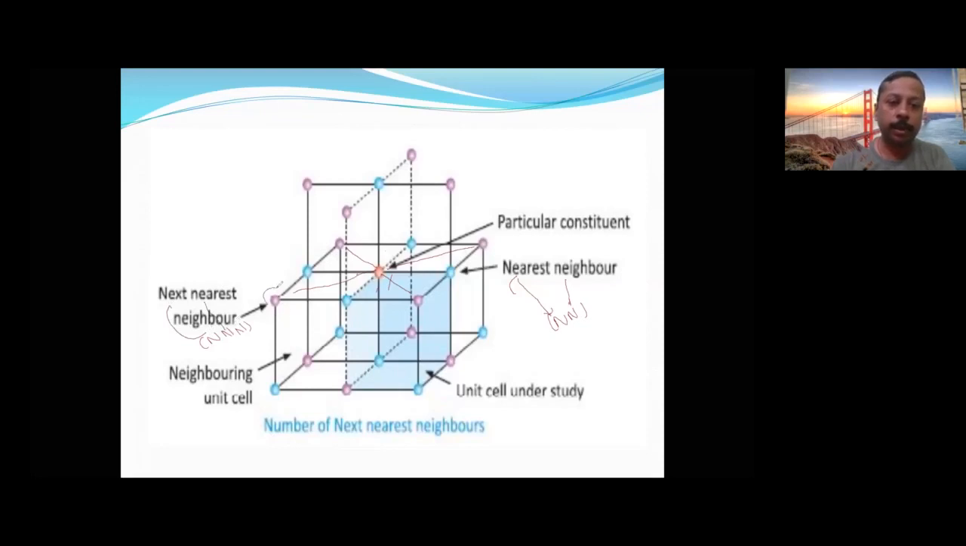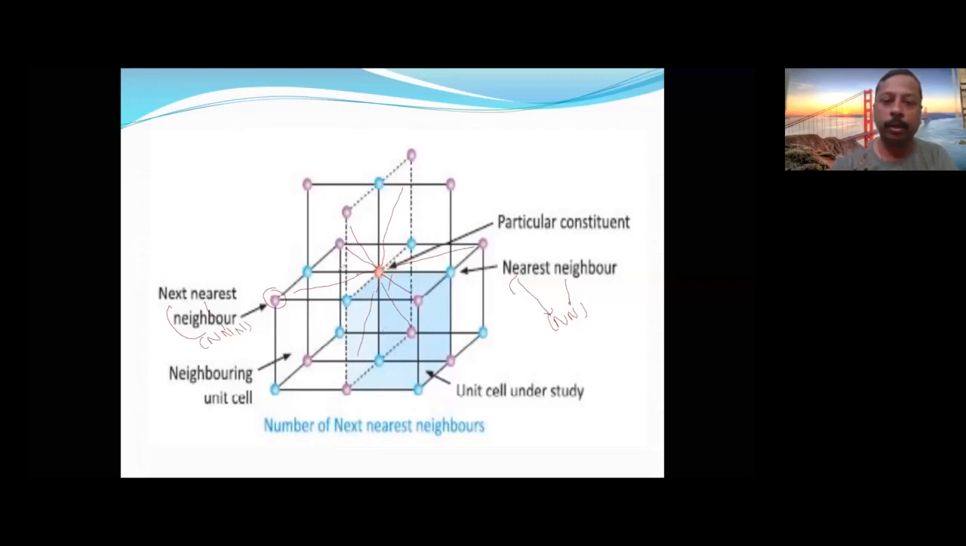So these purple ones are diagonally opposite in the same plane. This is the horizontal plane, and this is the vertical plane perpendicular to us. This is one, this is another, this is another. Like that, four next nearest neighbors will be there in the vertical plane perpendicular to us.